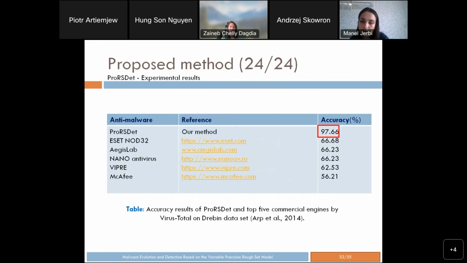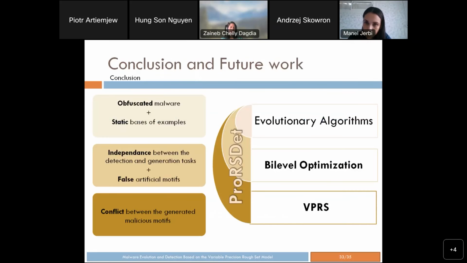Also, our method was assessed against known antiviruses, and it achieved a better accuracy rate. We used the Draben dataset for that as well.